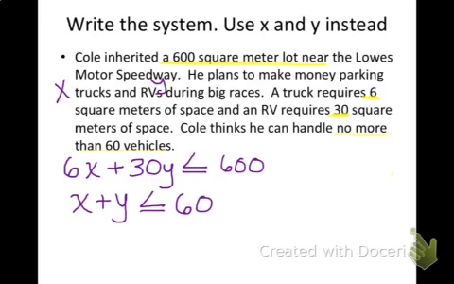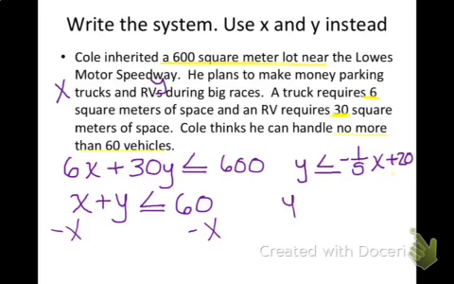Now for the next thing we're going to graph, when you simplify this, which you should be able to do on your own, for the first one you should get that y is less than or equal to negative 1/5 x plus 20. For the second one, that one was really easy. You just subtract x on both sides, and you get y is less than or equal to negative x plus 60.